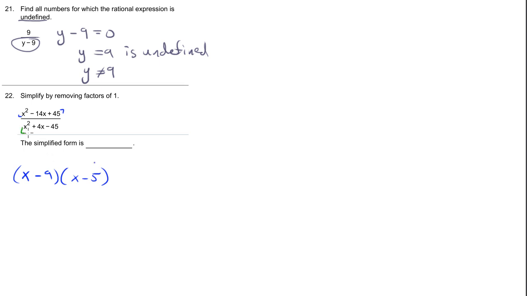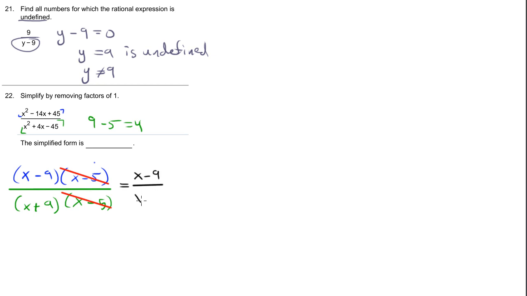Now we need to work on simplifying this denominator. Negative 45. So I'm thinking plus 9 minus 5. That's 4. Great. So our denominator is going to be x minus 9 and then x plus 9 and then x minus 5. Right. There we go. These cancel out. And we get x minus 9 divided by x plus 9. Great.